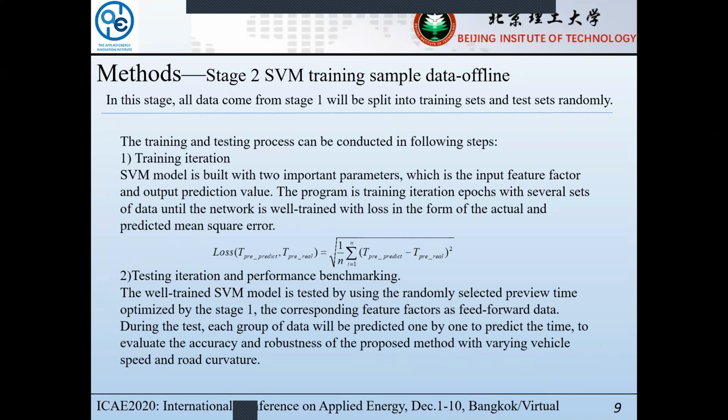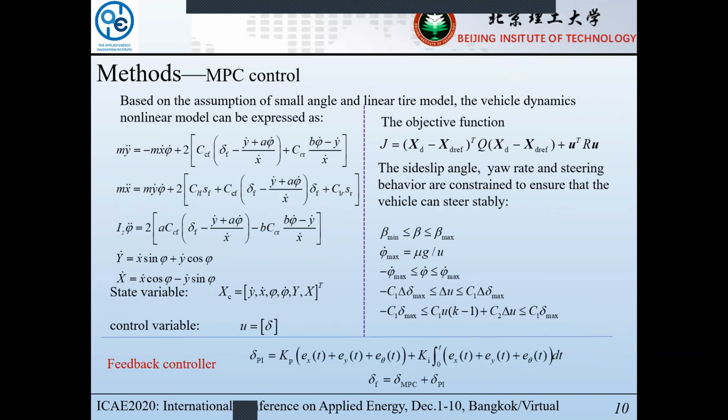The training and testing process can be conducted in the following steps: training iteration, testing iteration, and performance benchmarking. Based on the assumption of a small angle and the linear tire model, the vehicle dynamic nonlinear model can be expressed as follows. The side slip angle, yaw rate and steering behavior are constant to ensure that the vehicle can steer stably.